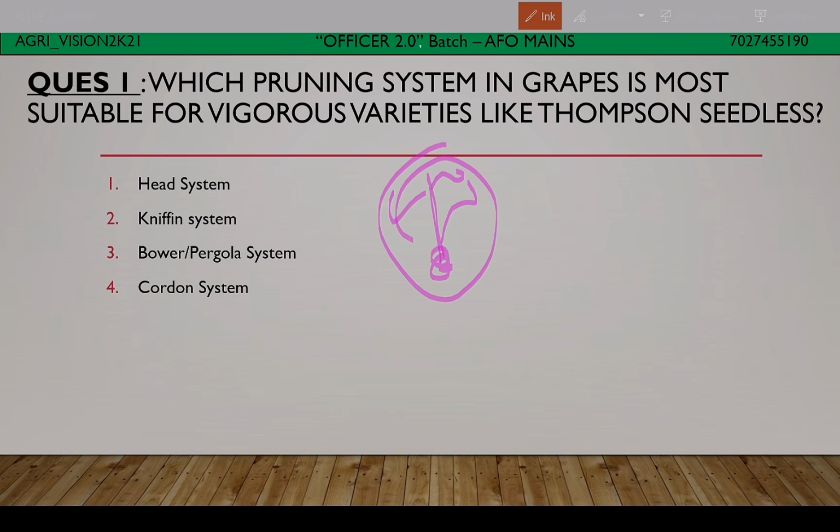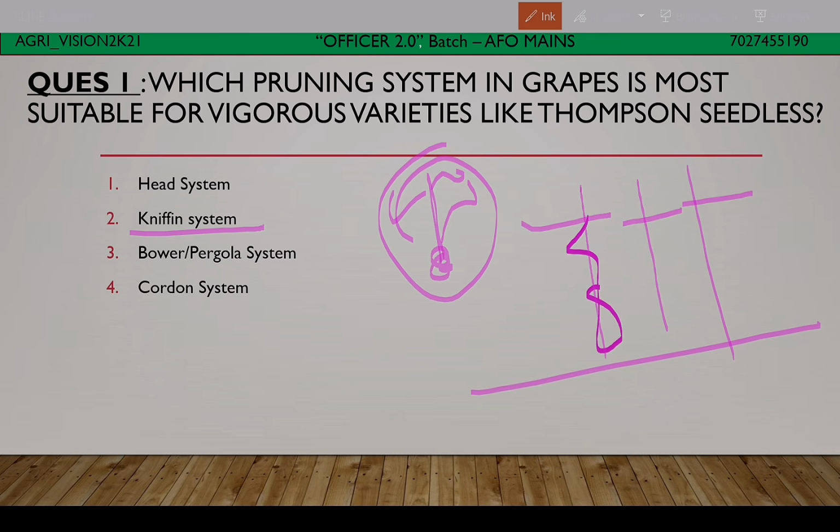And the second is the Kniffin system. And how is the Kniffin system done? The Kniffin system is done like 2-arm Kniffin, 4-arm Kniffin, where there are poles, and wires are tied like this, and the vines are connected like this.